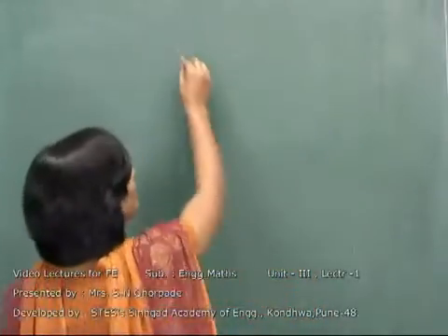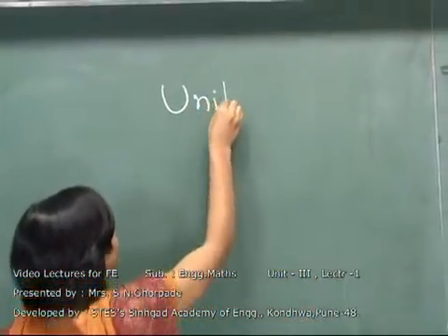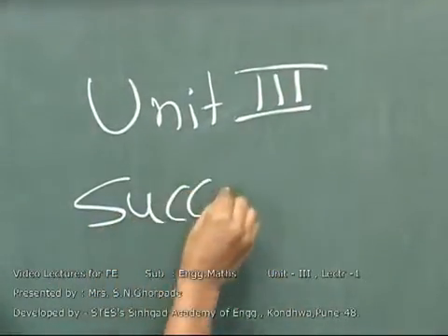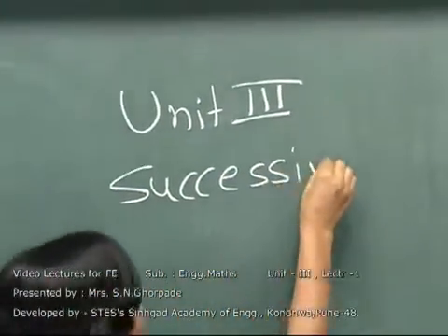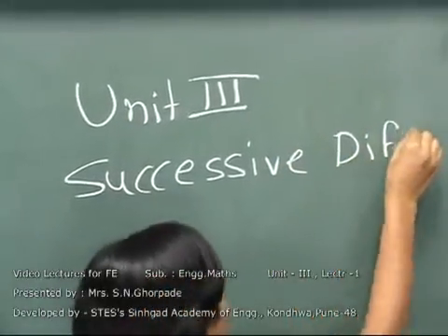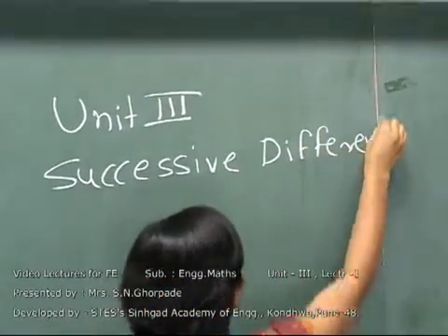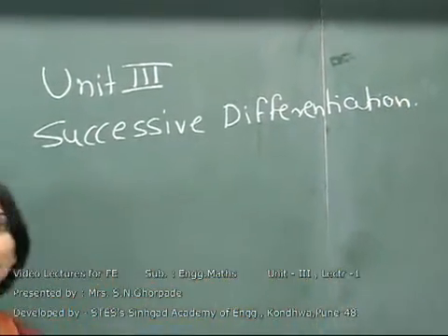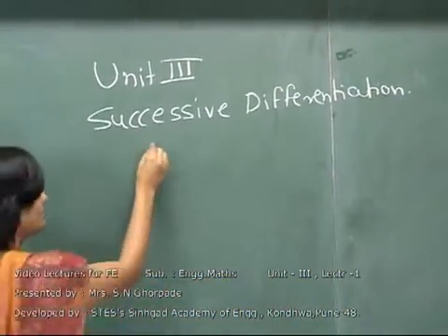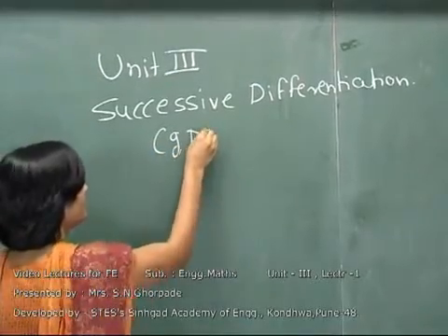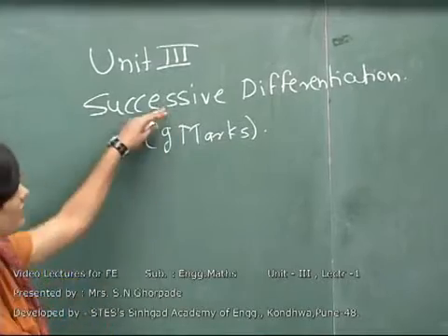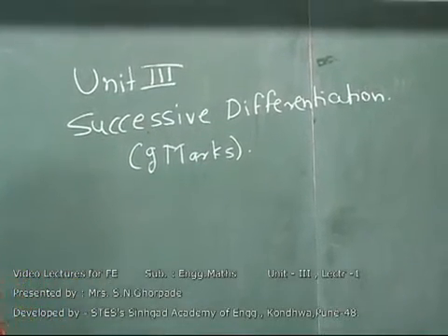Today we'll start with unit 3 of engineering mathematics 1, that is successive differentiation. Weightage of this unit is 9 marks. See why we are studying this successive differentiation.